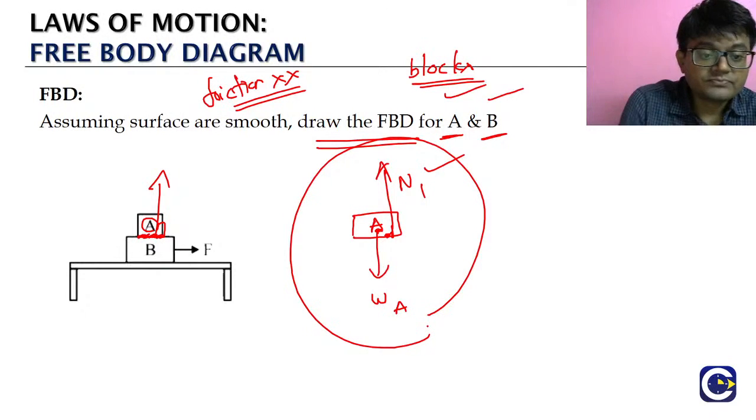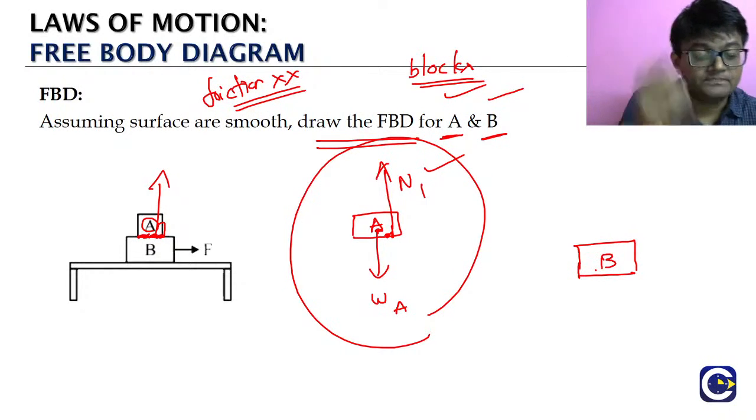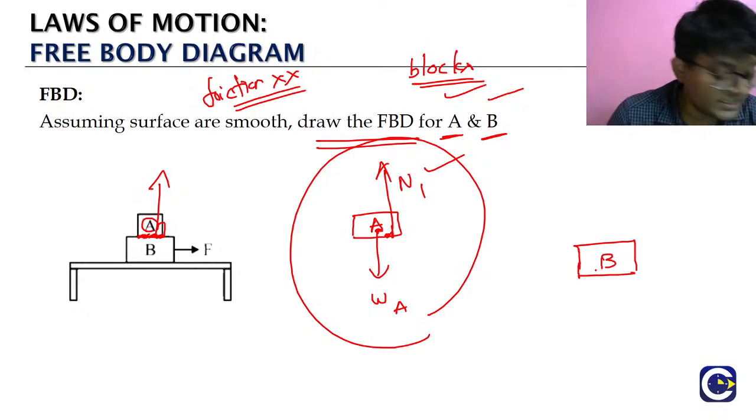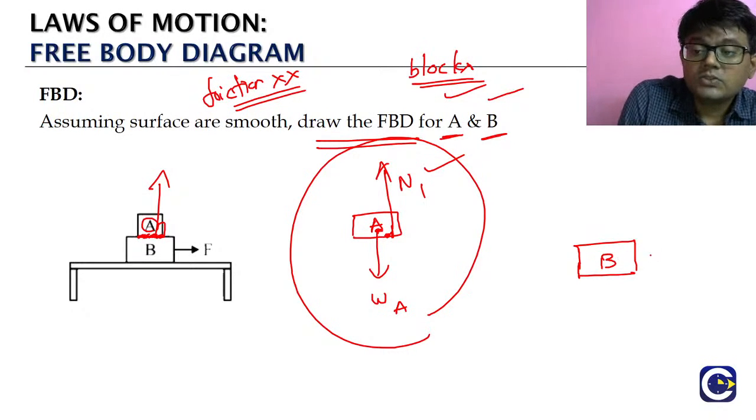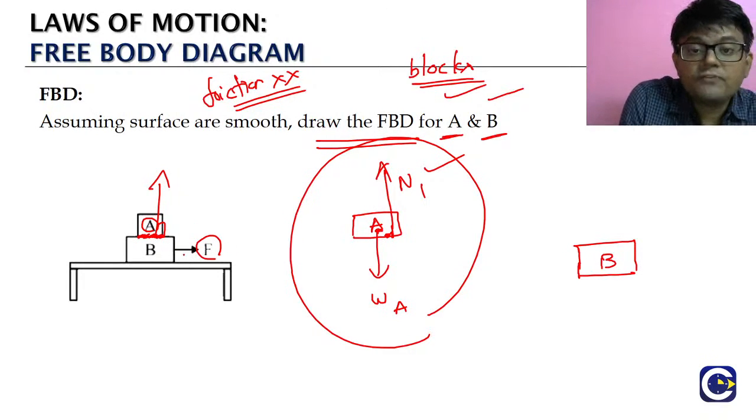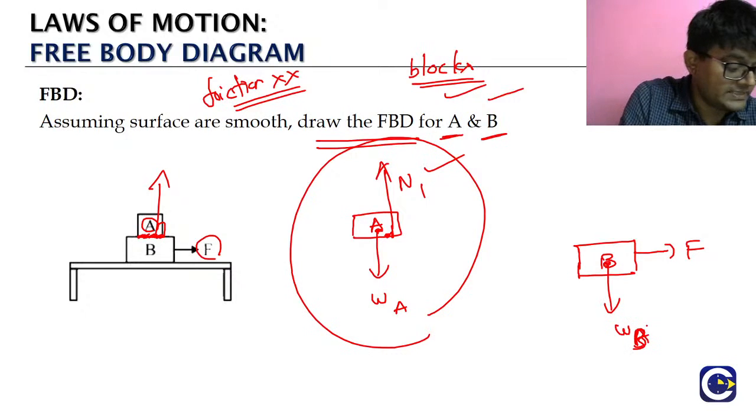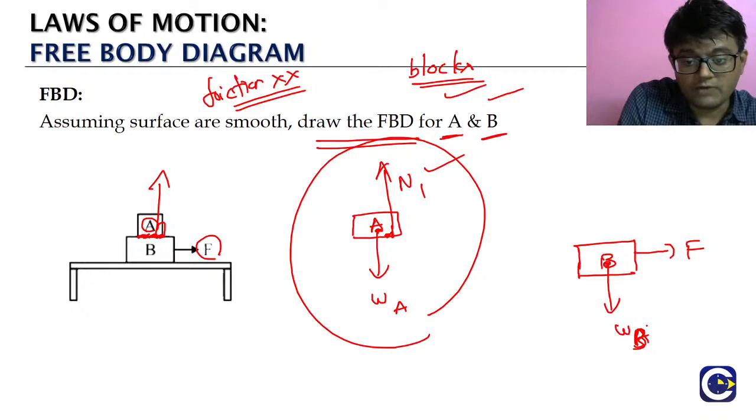Now we will try to draw the free body diagram for block B. Look, we are trying to draw the free body diagram for block B. Already there is a clear indication: there is a force F acting on block B. So there is a force acting on block B. After that, block B will have its own weight. We'll call it WB, the weight of block B.